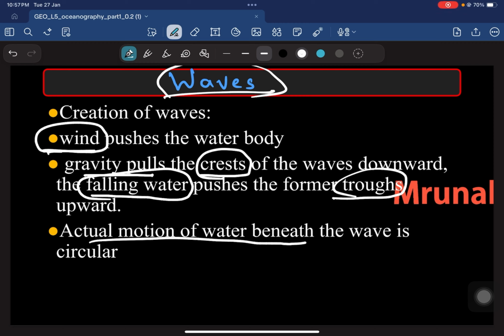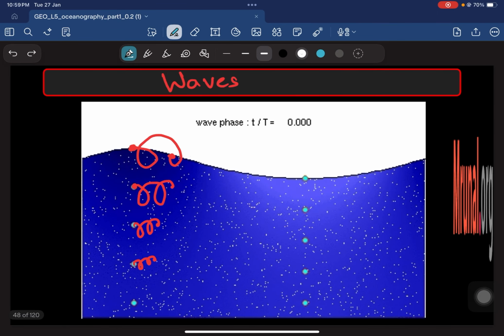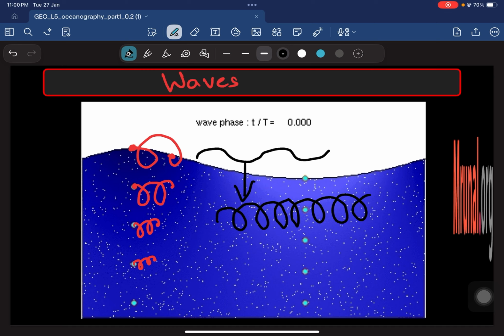Actual motion of water beneath the wave is circular. Means actual motion of water deep in the ocean will be in the form of circular motion, not in the form of a wave. Okay, how is it? See here. Actual motion of water beneath the wave is circular. If the wave is like this, then at the bottom of the wave, the water will move in a circular way like this. In a circular way like this, water will move deep beneath the waves.